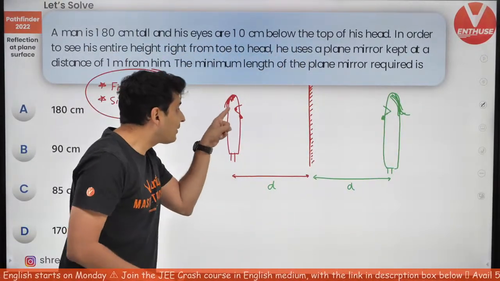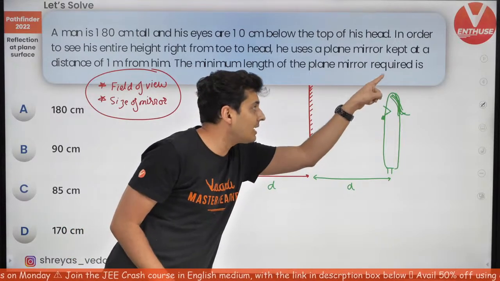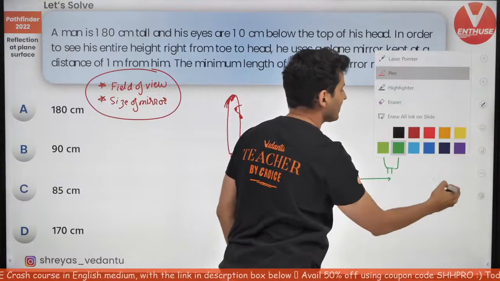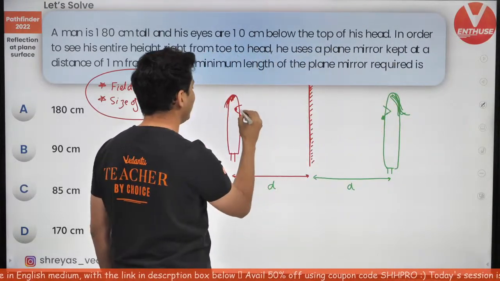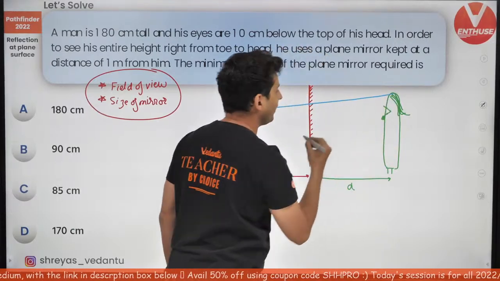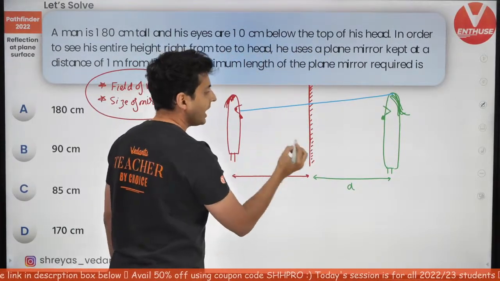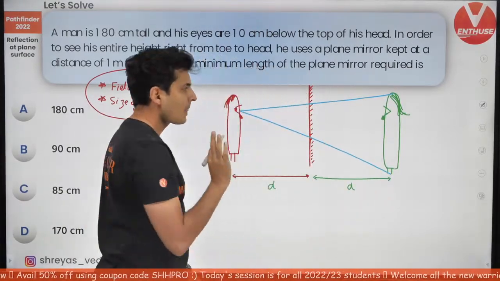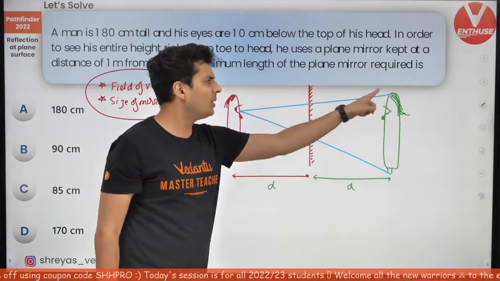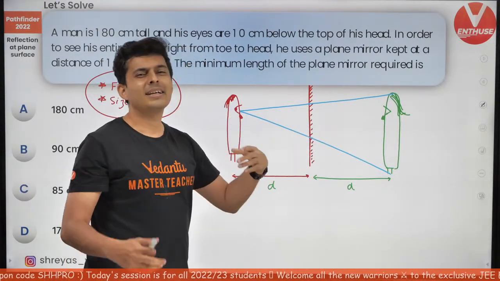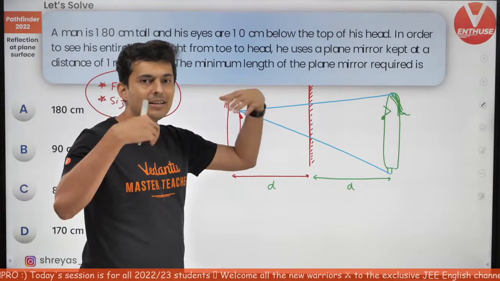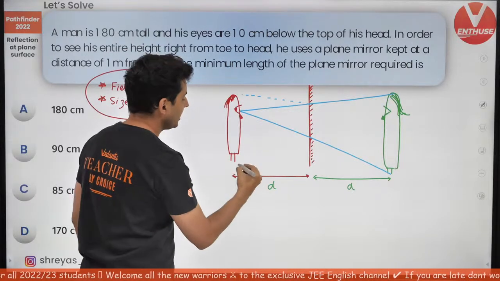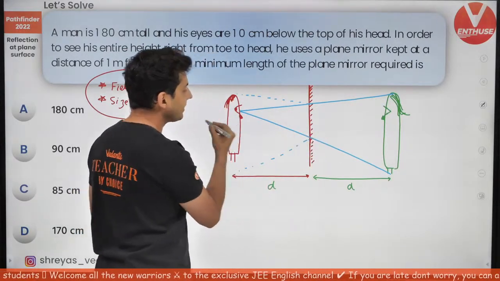Now, if this guy wants to see himself completely from head to toe, that means the rays from the top of his head should enter his eye, and the rays from the foot should also enter his eye like this. Now you will be like, sir, actually the rays won't come from here. What are you drawing? Guys, this is just imaginary. Actually what is happening, the rays are coming like this and they are getting reflected.